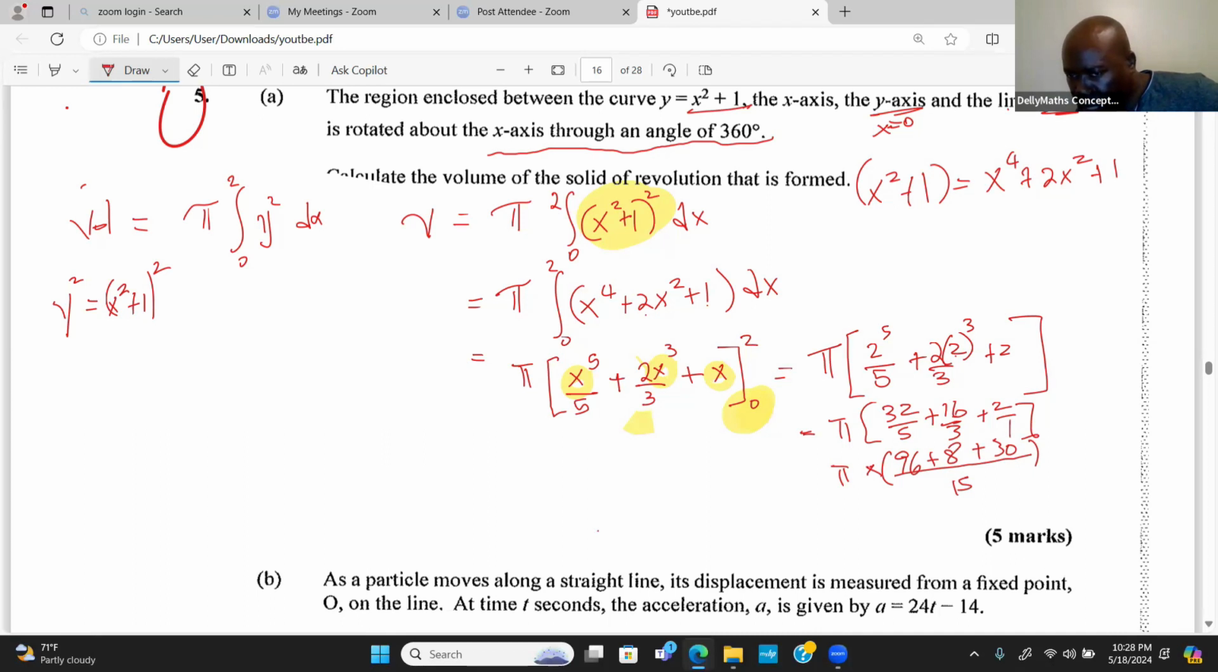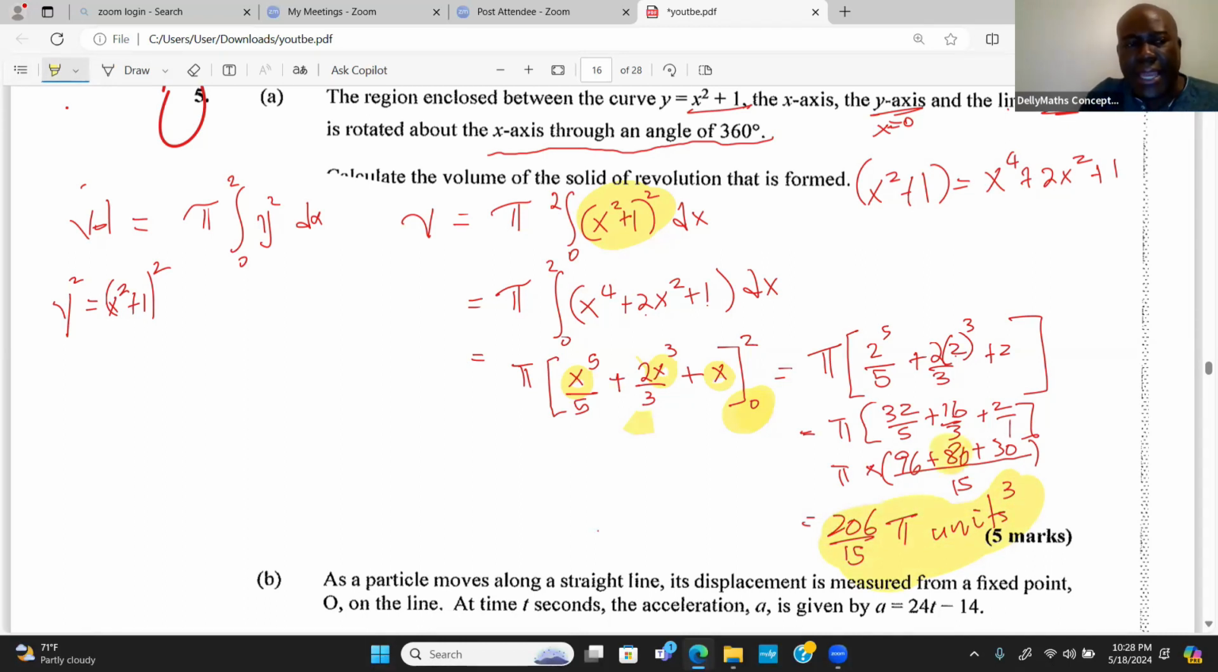96 plus 80. Oh God, I put 8 here. 80. I did say 80. So 96 plus 80 plus 30. Yeah, I'm getting about 206 over 15. So the answer for this is actually 206 over 15 pi, units to the third, cubed. So that's the response right there. All right, sorry about that. I put an 8 instead of an 80 just now, but I saw it right here. That was 80. All right, but we're good.